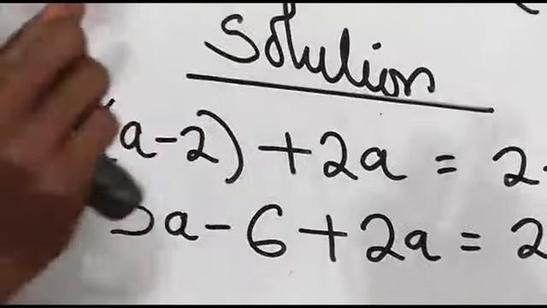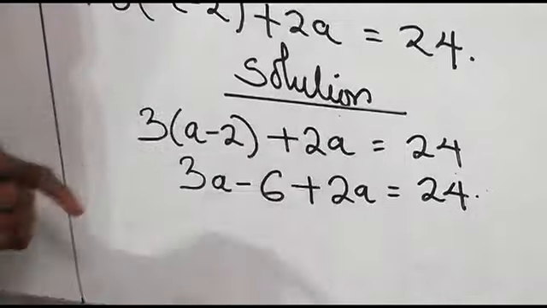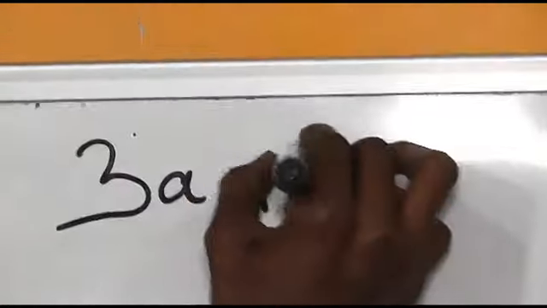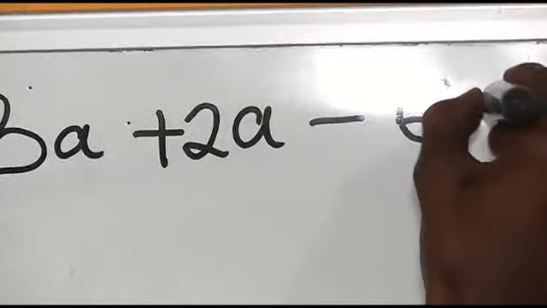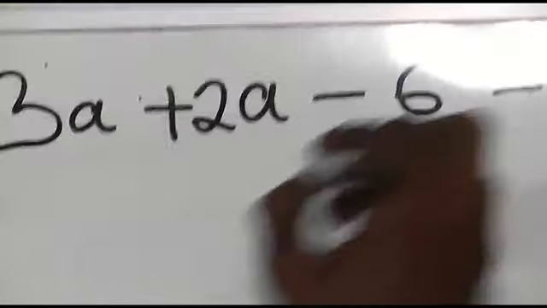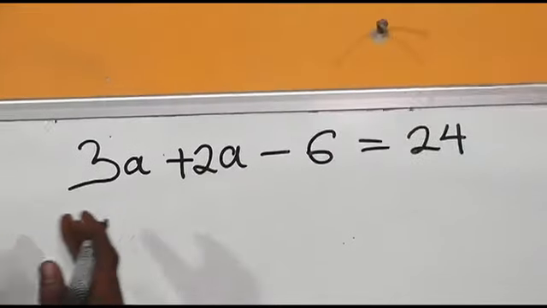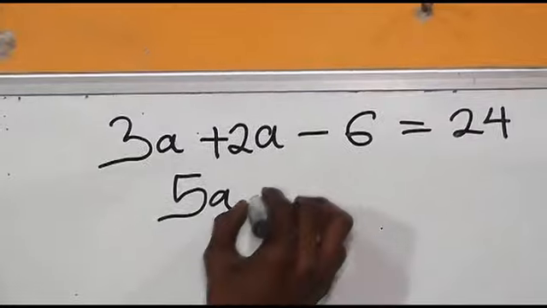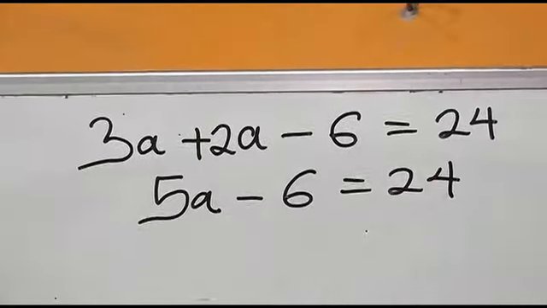Now the next, if you observe carefully, we have 3a here, we also have 2a. They are like terms, right? So we have to group them together. So I have 3a plus 2a, grouping them together, and minus 6 is equal to 24. Now let's add up these ones. 3a plus 2a gives us 5a. I have minus 6 is equal to 24.